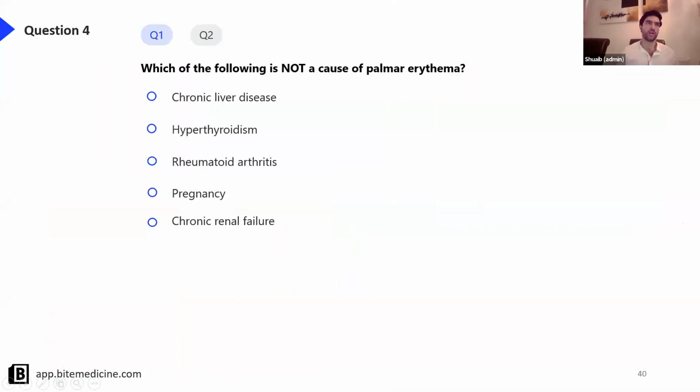Which of the following is not a cause of palmar erythema? Just let me put it in the Zoom polls. Please don't answer in the chat. So which of the following is not a cause of palmar erythema? We've got chronic liver disease, hyperthyroidism, rheumatoid arthritis, pregnancy, and chronic renal failure. I know it's almost 6, we'll be done in the next sort of 10 minutes or so. Give you guys about 5 more seconds on that.